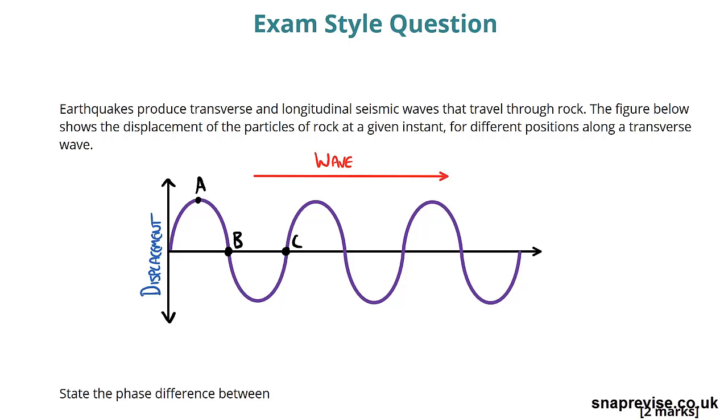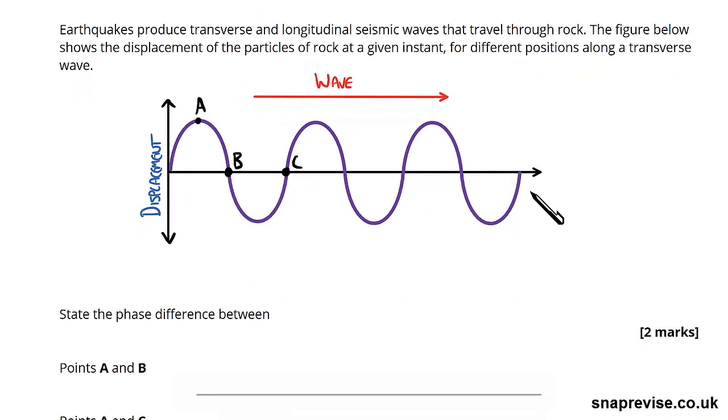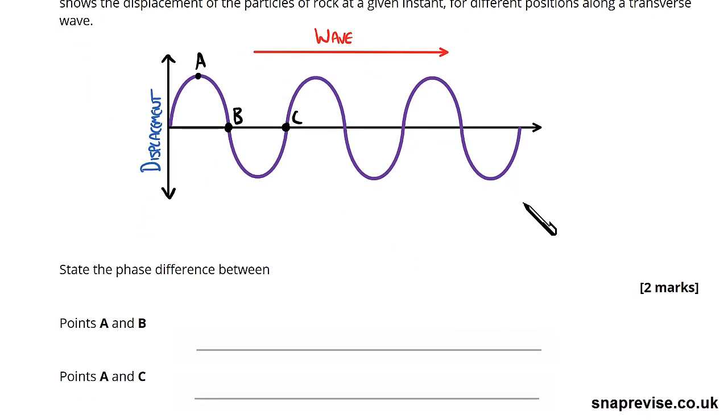a transverse wave. Remember we said that S waves, the secondary waves, were transverse, and P waves, the primary waves, were longitudinal. And then this is our wave drawn below, and they've labelled some points. Remember, this is displacement, this is our equilibrium line, this is our direction of wave travel. So they first start off by just wanting us to basically list some phase differences.